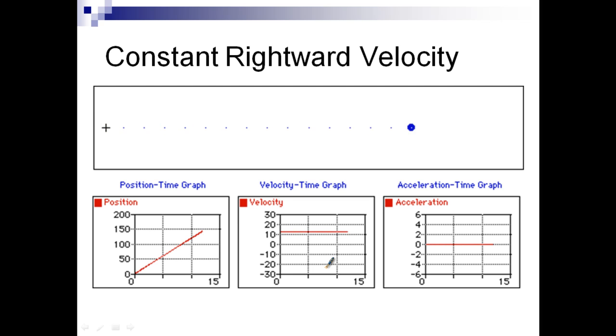So constant rightward velocity. This is how your position, velocity, and acceleration versus time graphs would look. So we have a constant velocity, so we have a nice horizontal line for our velocity. It's constant velocity, it's not speeding up or slowing down, so our acceleration is 0 the whole time, and our position steadily increases over time.